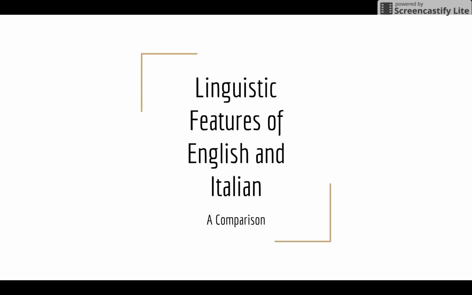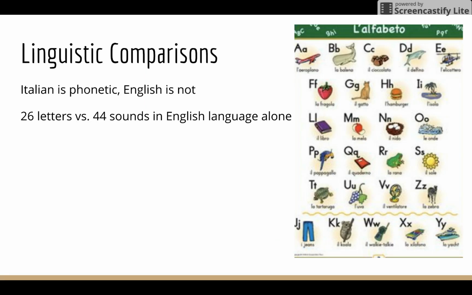So then we have some linguistic features of English and Italian, just a small comparison for you to get a better understanding for our future students. Here we have an alphabet chart within the Italian language. Italian is phonetic and English is not, so it's a little bit harder to sound out a word in English than it is in Italian. You can hear more of the letters being pronounced in the Italian language.